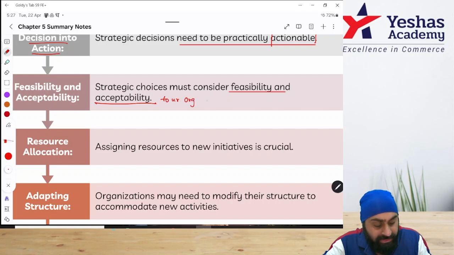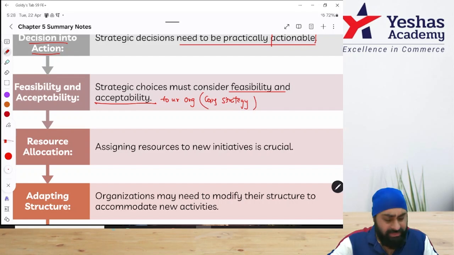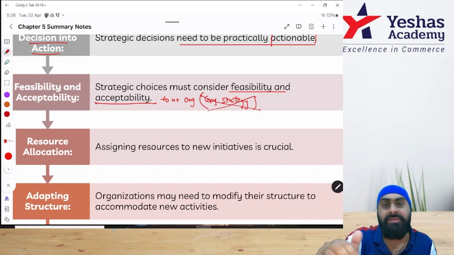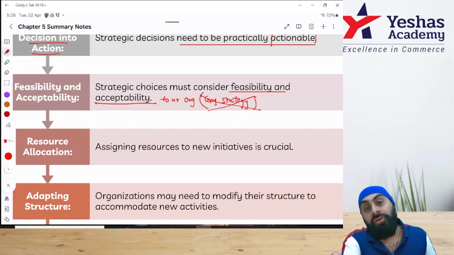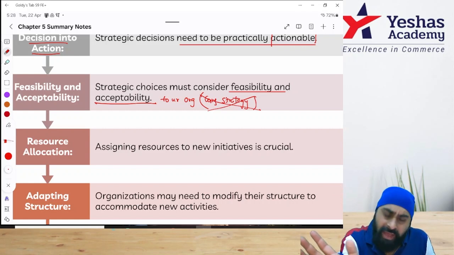You cannot basically copy a strategy of another organization and implement it. Why? Because this is not a possibility, because your organization has a different way of working. You have different employees. You have a different organization culture. So it cannot happen like that.